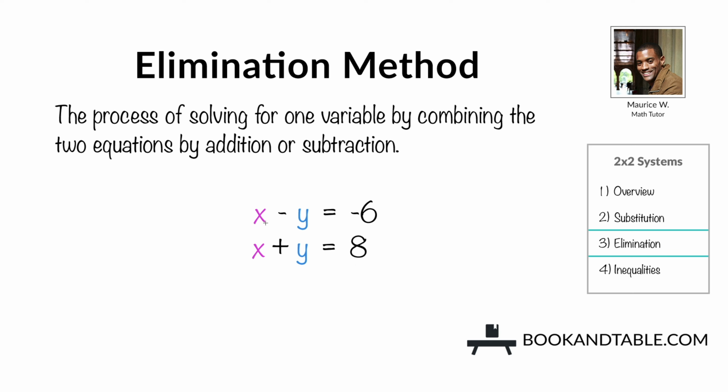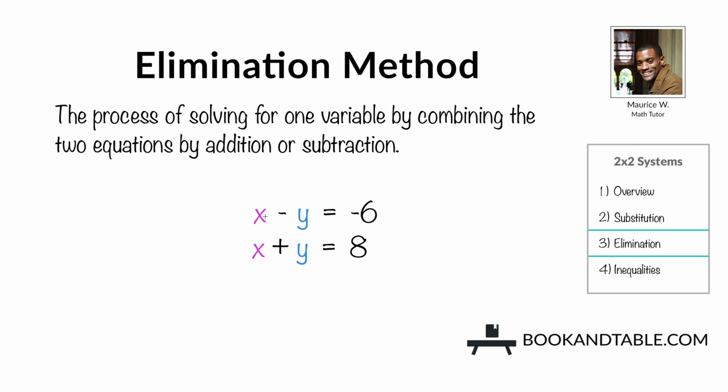Instead of isolating x or y in the first equation, and then plugging that expression into the second equation to solve for the second variable, instead, we'll be adding or subtracting the two equations, and by doing so, the aim is to eliminate one of the two variables. So just like the substitution method, there is a bit of flexibility here. You can choose to eliminate x or y first to solve for the first variable.